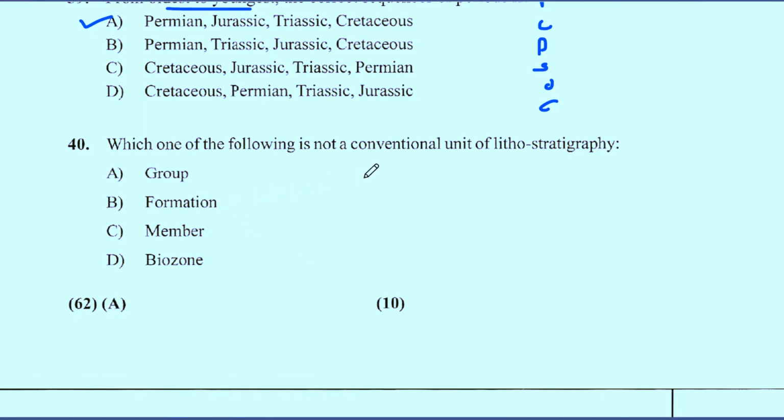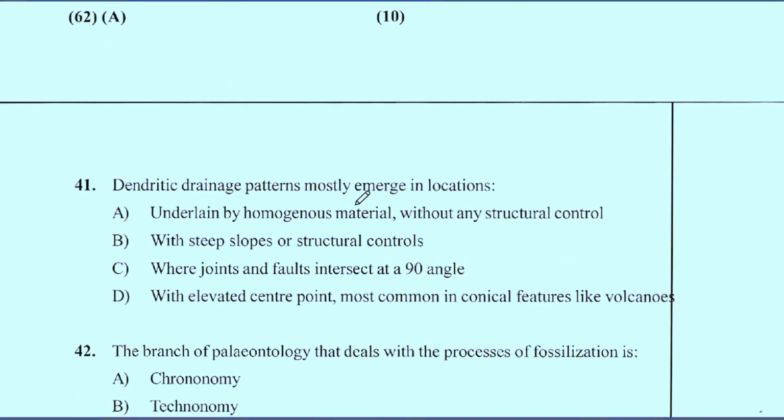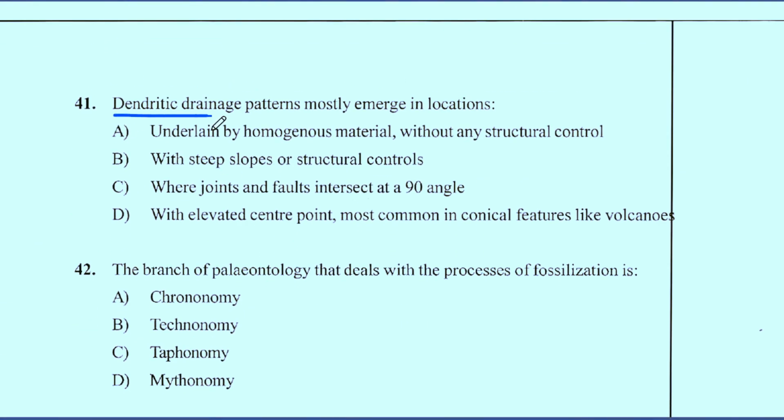Which of the following is not a conventional unit of lithostratigraphy? This is a biostratigraphy term. Next question is: dendritic drainage patterns mostly emerge in which location? Dendritic patterns are generally formed where homogeneous material is there without any structural control. If there is structural control, a trellis pattern or some other pattern will form.